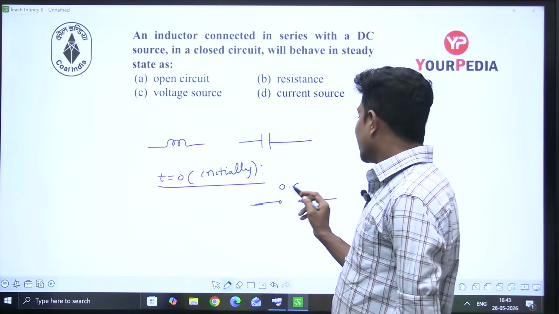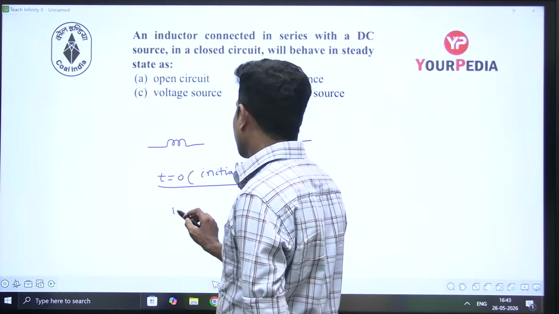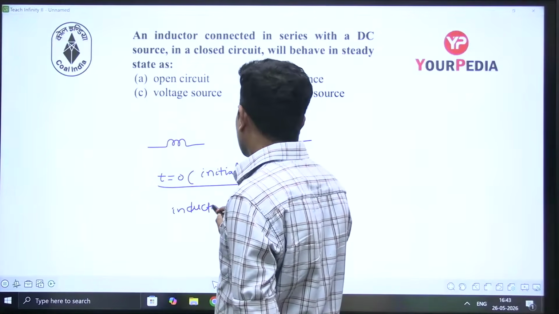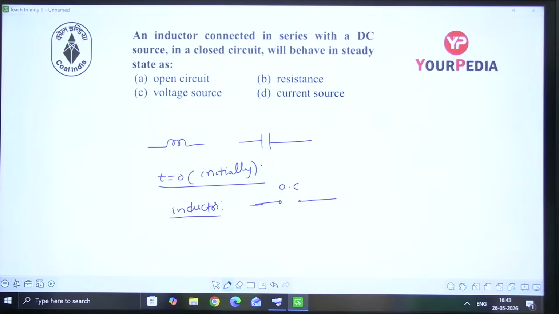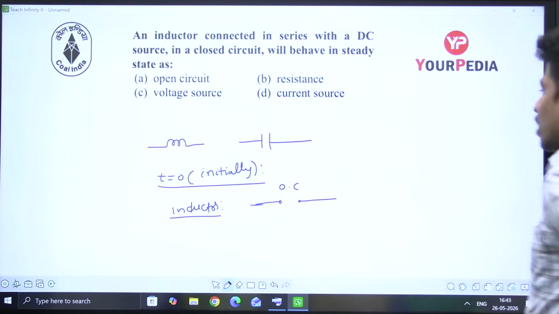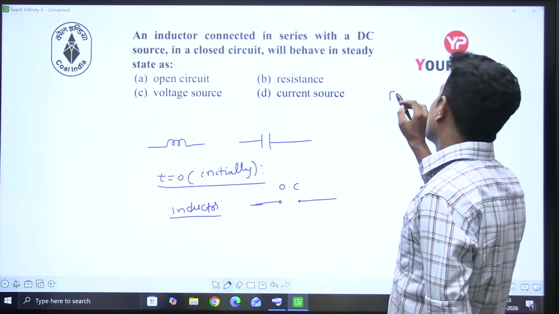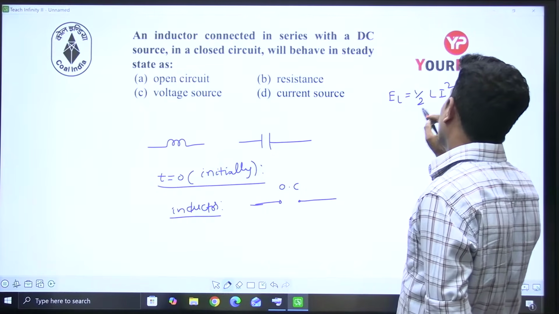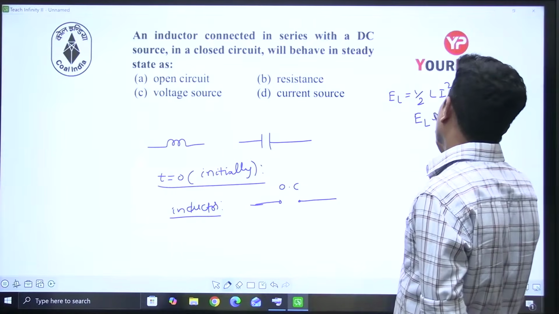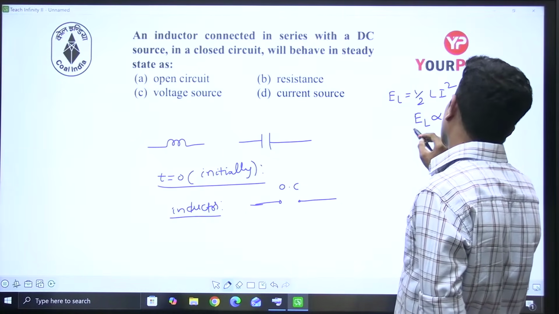Why initially does the inductor behave as an open circuit? Because the inductor does not allow a sudden change in its current. I repeat, the inductor does not allow a sudden change in its current. Sir, why does the inductor not allow a sudden change in its current? The energy of an inductor is equal to half L I square. Energy of an inductor is directly proportional to current.